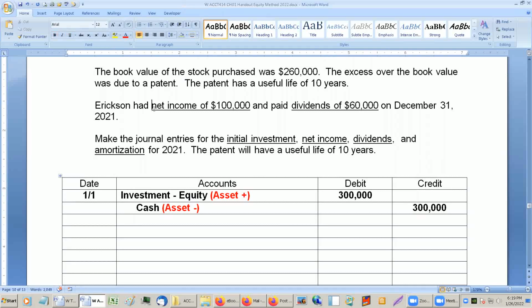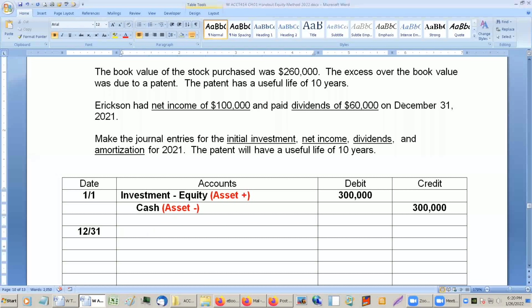Erickson had net income of 100,000 and, okay, I think we're doing the dividends first. You can do it either way. The only reason why I do dividends first is a lot of times dividends are paid before the end of the year, so a lot of times they'll naturally be first. If the dividends are paid in June or something like that, there's nothing beside that. And it looks like these are both done on the same day, 12/31, which we just talked about before. So anyway, let's do the dividends.